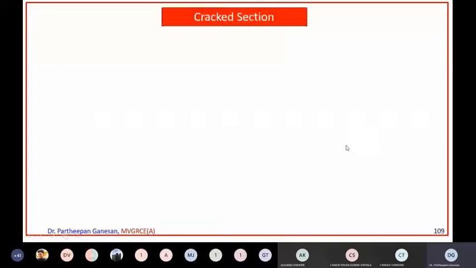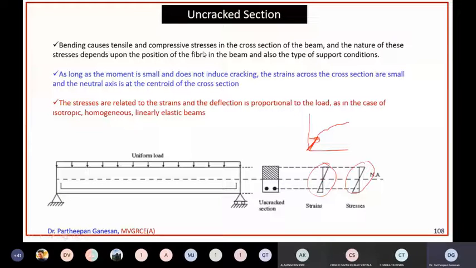Suppose your moment is very small. The entire cross section is very effective in resisting the external moment. It is not producing any crack at the bottom. That means your tensile stress is less than the tensile strength of concrete. So in this case, there will not be any crack developed at the bottom. That is why it is called an uncracked section. In an uncracked section, your strain and stresses are very small and linear.